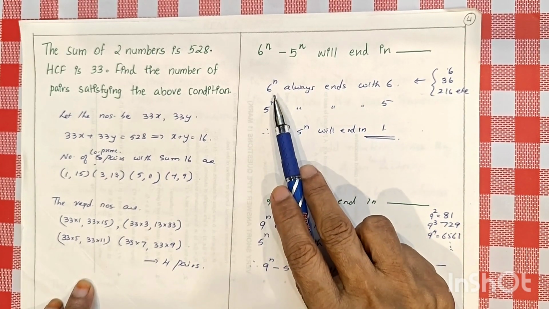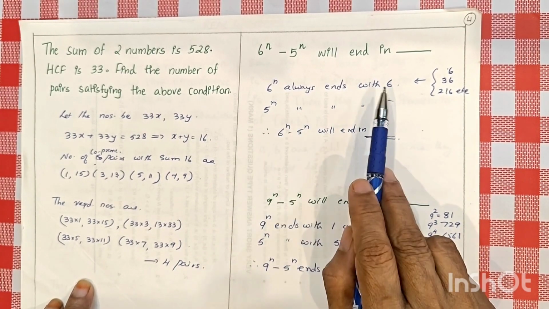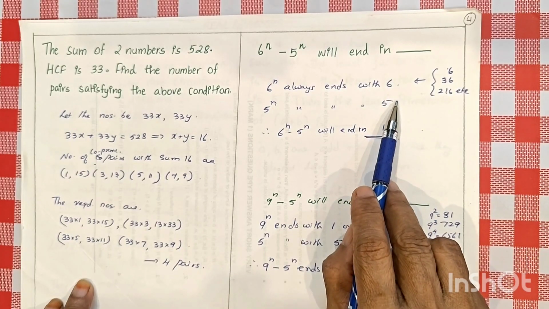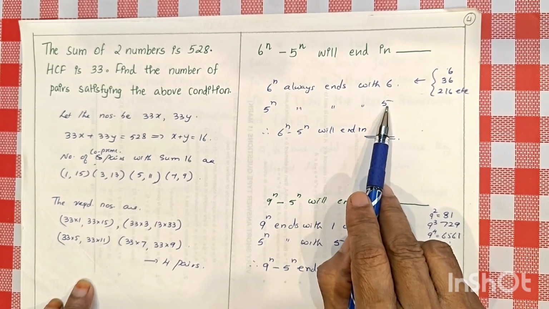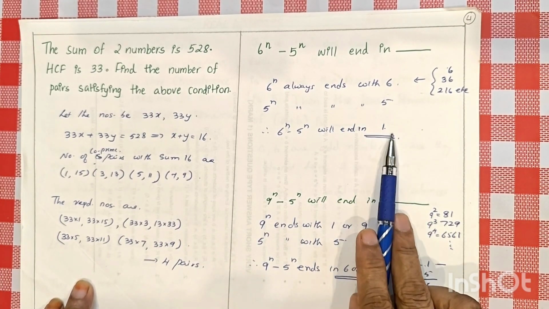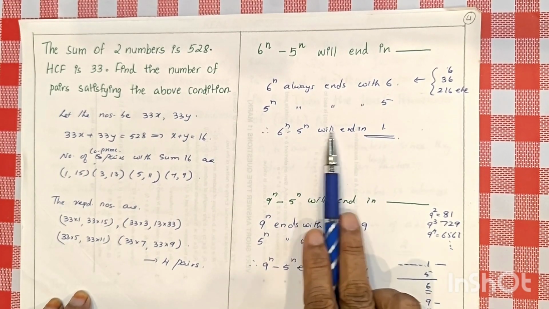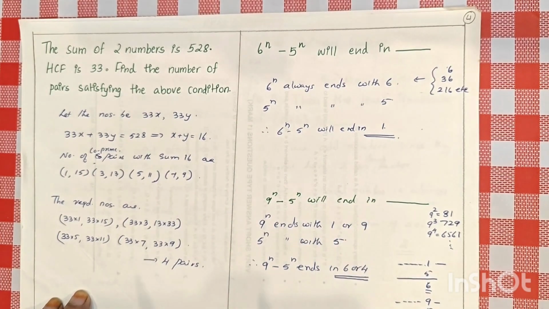So if you subtract 6 to the power of n minus 5 to the power of n, the unit digit for this is 6 and this is 5. So 6 minus 5, it will be 1. So it will end in the digit 1.